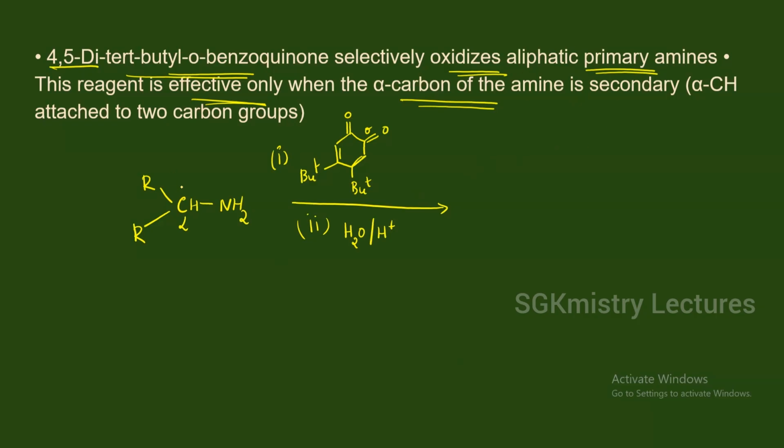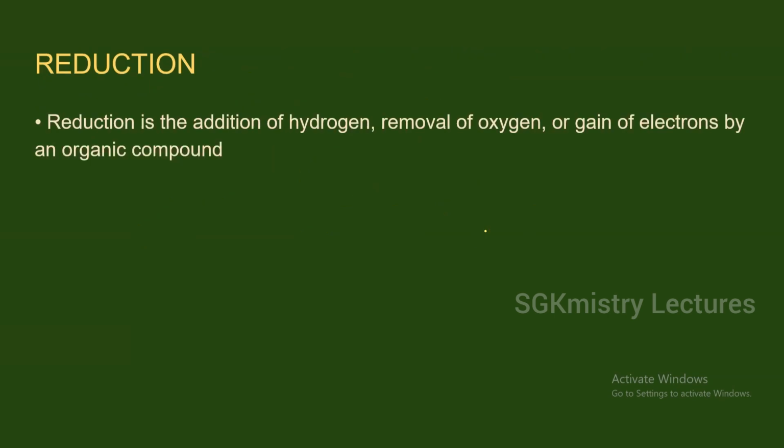Now here, one more condition is that the alpha carbon should have two alkyl groups attached, or in general, two carbon atoms should be attached to this alpha carbon. So here you're going to get the ketone as the product. Okay, so this is with respect to the oxidation of amines. Here we come to the end of oxidation.